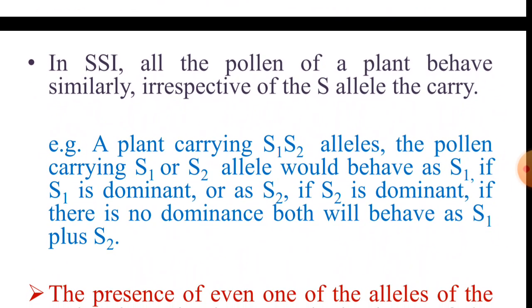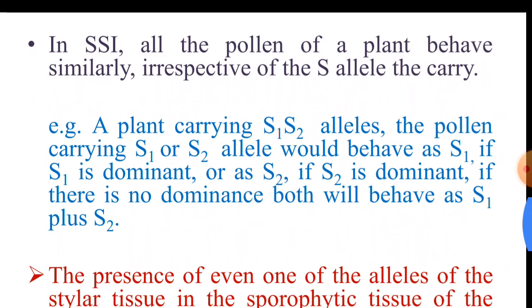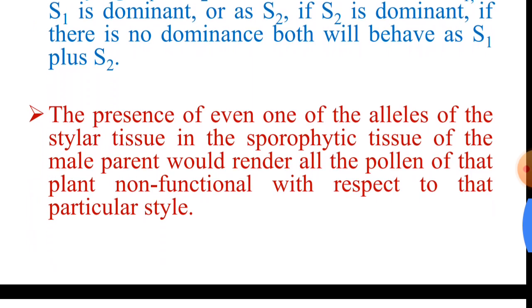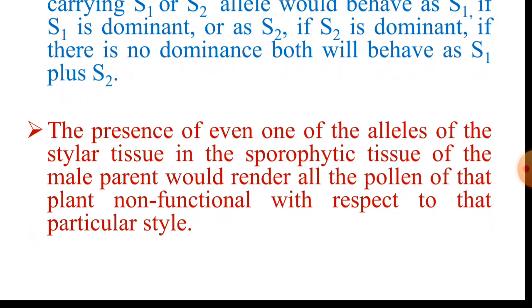In sporophytic self-incompatibility, all the pollen of a plant behave similarly, irrespective of the S allele they carry. For example, in a plant carrying S1, S2 alleles, the pollen carrying S1 or S2 allele would behave as S1 if S1 is dominant, or as S2 if S2 is dominant. If there is no dominance, both will behave as S1 plus S2. The presence of even one of the alleles of the stylar tissue in the sporophytic tissue of the male parent would render all the pollen of that plant non-functional with respect to that particular style.